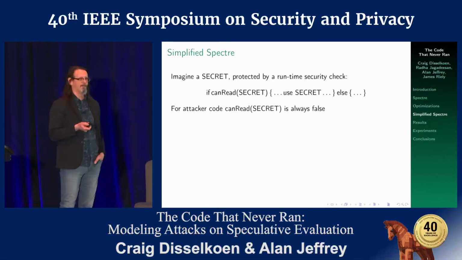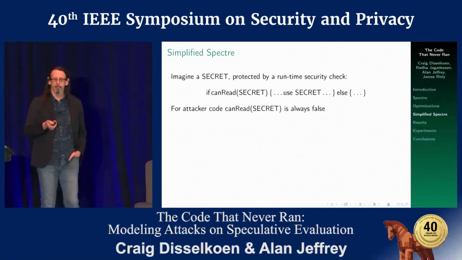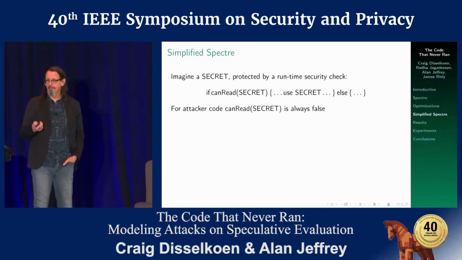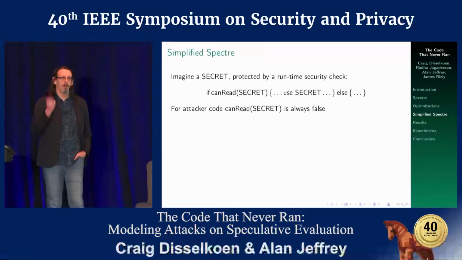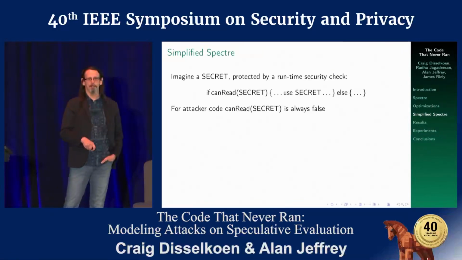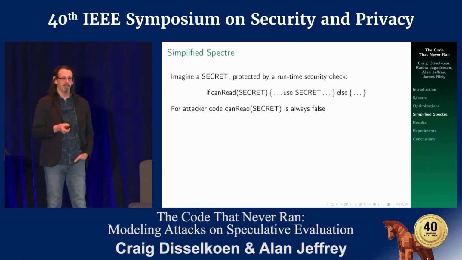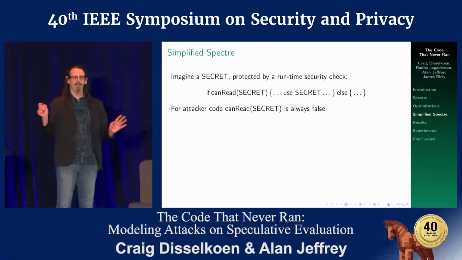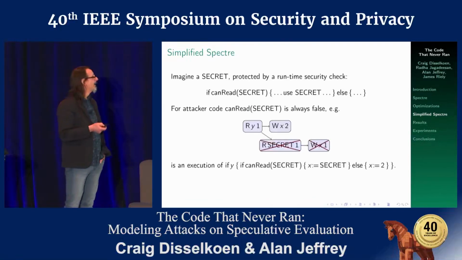A very simplified version of what Spectre does is you imagine you've got a secret and you've got a runtime security check that's going to determine whether you're allowed access to that secret. For the attacker, that security check will always fail. So it's always going to go down the else branch, and therefore you would think not get to read the secret, and so it would be safe.